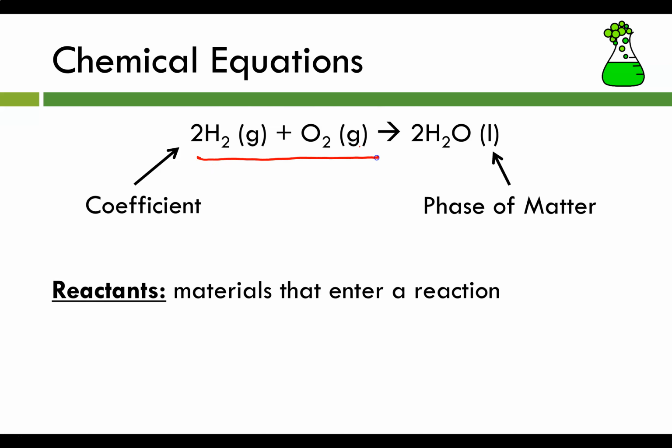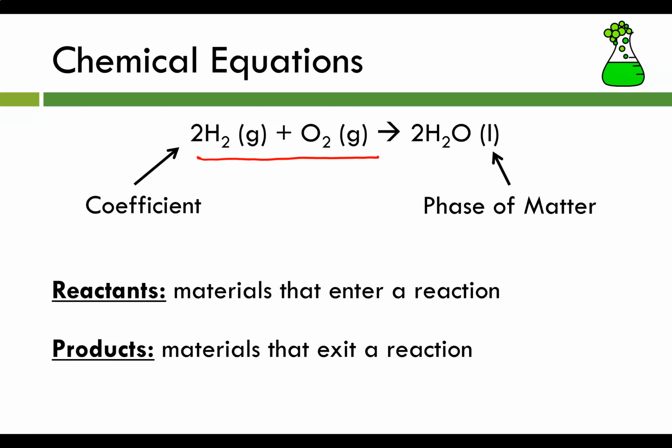Everything that is on the left side of the reaction arrow is collectively referred to as reactants. These are just the materials or substances that enter a reaction. To the right of the reaction arrow, we have the products, and this is going to be the material or materials that exit a reaction, so after the chemical change takes place. And all chemical equations are set up this way. Reactants on the left, products on the right. We use coefficients to balance. You may or may not have these phases of matter included.